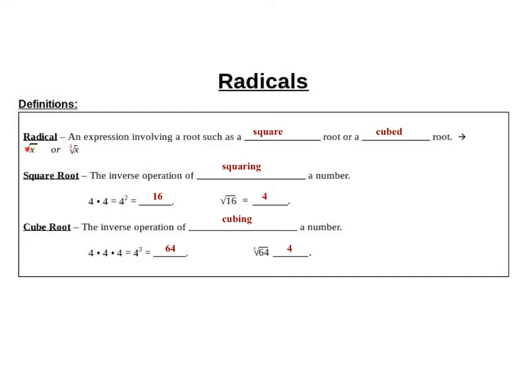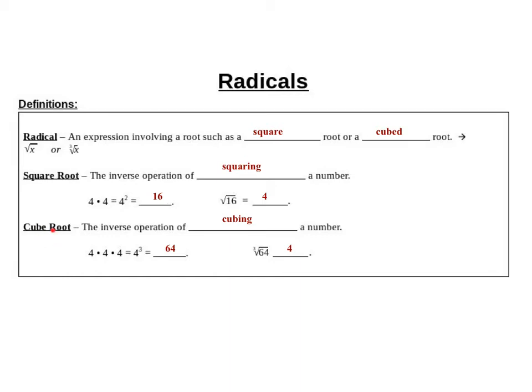If we don't see anything over here, we just assume that it's going to be a square root, and it should really be a 2. Now, the important part here is that the square root is the inverse operation of squaring. So if we look at that, 4 times 4 is essentially 4 squared, which would equal 16. That is squaring. If we take the square root of 16, it brings it back to your 4.